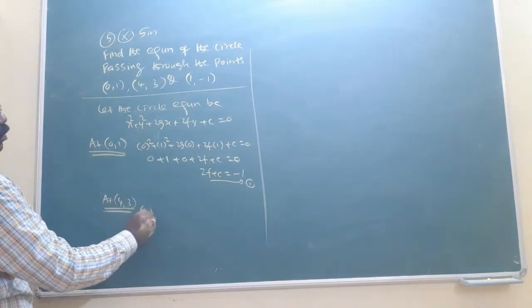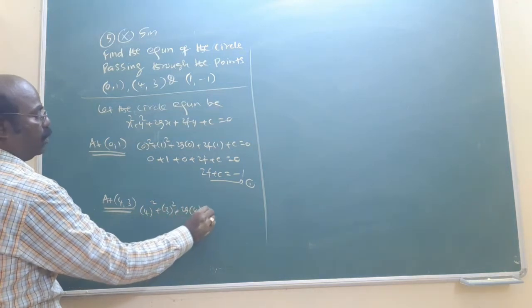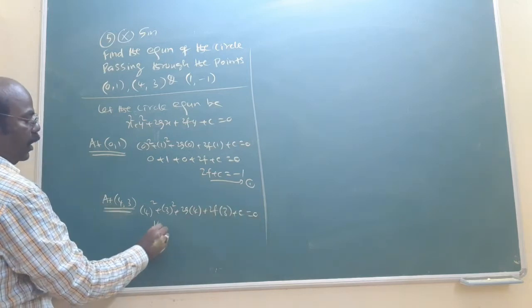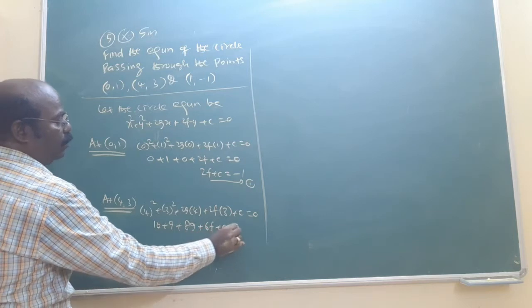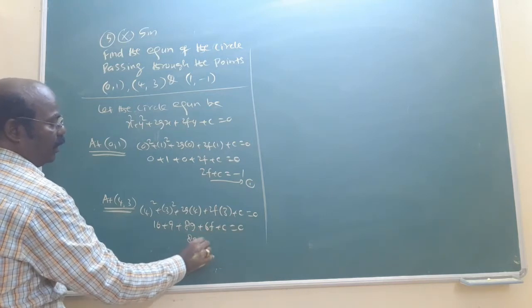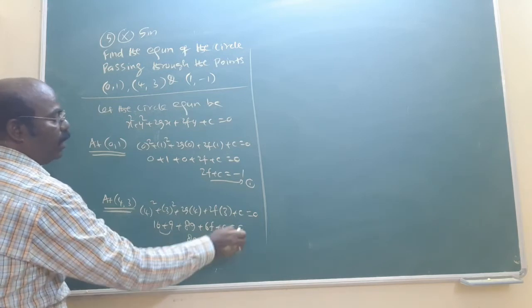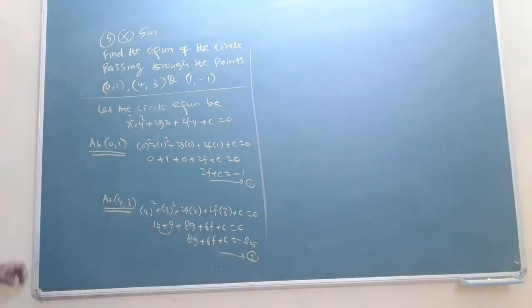Next, at 4, 3. Substitute here: 4 square plus 3 square plus 2g into 4, plus 2f into 3, plus c equal to 0. 16 plus 9, 8g, 6f plus c equal to 0. So 8g plus 6f plus c equal to minus 25. This is the second equation. Am I right?